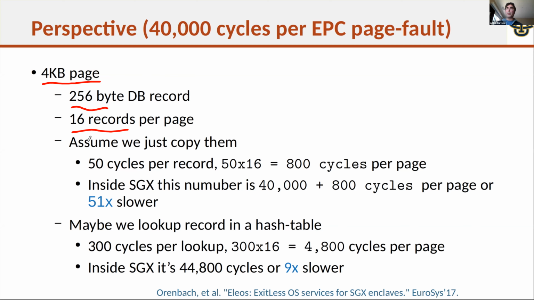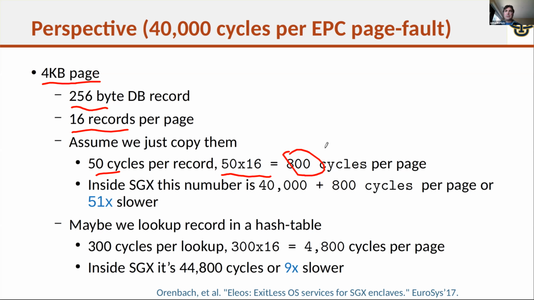And assume you just copy them from one memory location to another. Normally it takes you only like 50 cycles to copy one record. Again, just eyeballing this number, but 50 multiplied by 16, roughly 800 cycles to copy the entire page.